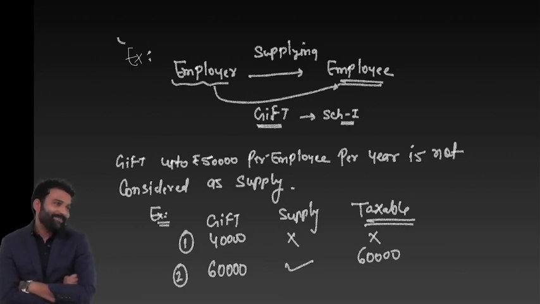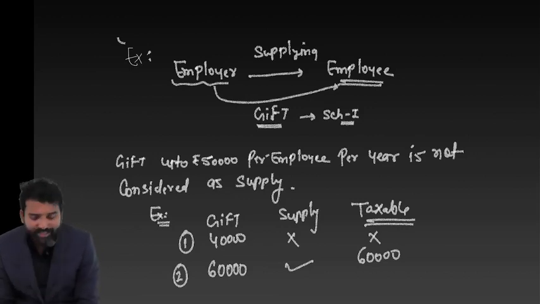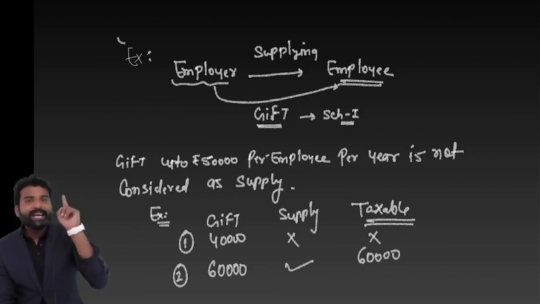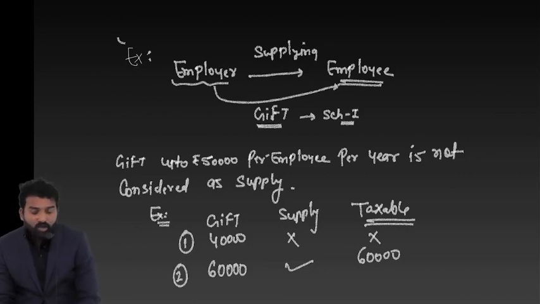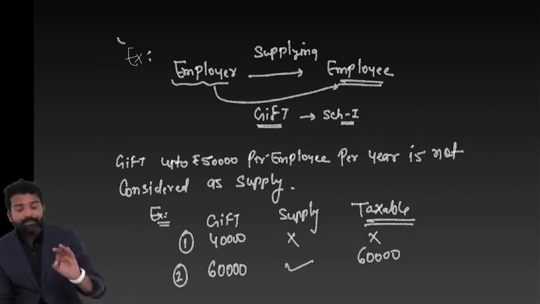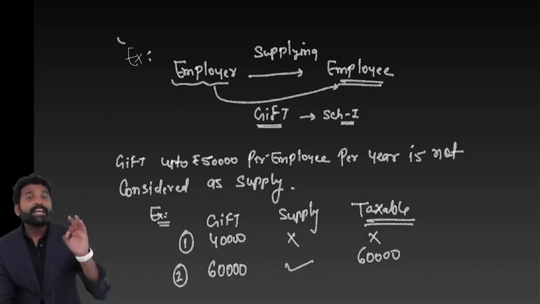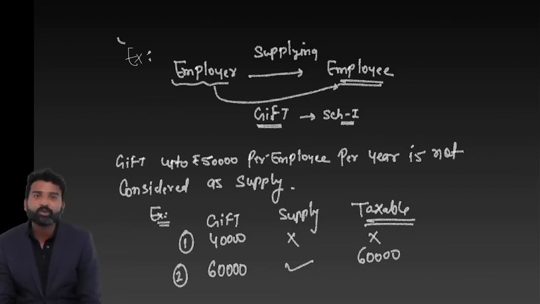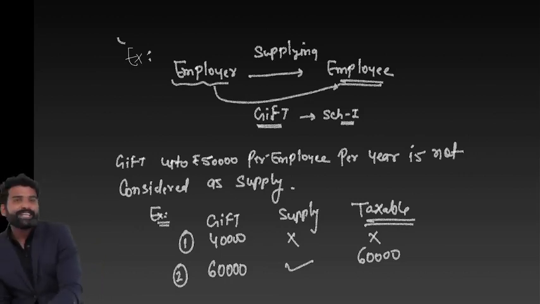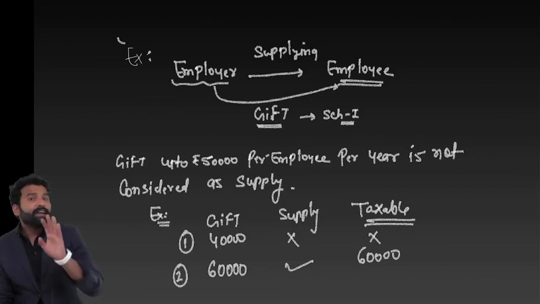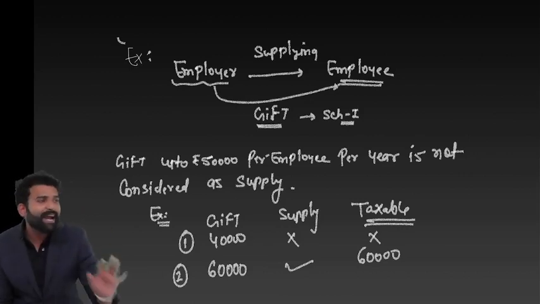This is interesting. There is one exemption for this related person transaction. If I am gifting something to my employee, then a gift to employees is allowed per employee per financial year up to rupees 50,000. So if I am gifting for rupees 40,000, it will not be a supply, not taxable. If I am gifting for rupees 60,000, then it will be completely taxable. It means 50,000 is not a basic exemption limit. If the gift is less than 50,000, it is not a supply, it is not taxable. If the gift is more than 50,000, it is a supply, it is taxable.